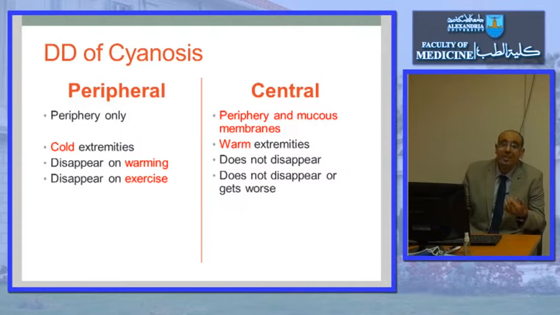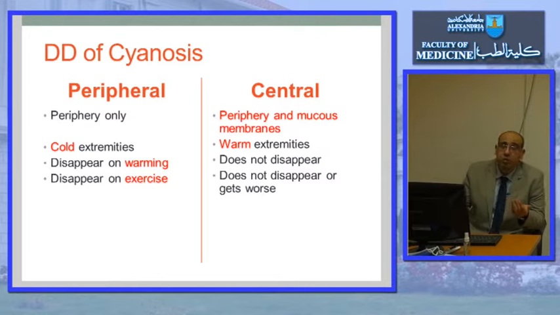Peripheral cyanosis will decrease or disappear by warming and exercise. Why? Because we are increasing the blood flow. When the patient gets warm, we increase the blood flow, so we move the deoxygenated blood back again to the heart. Exercise is the same, we increase the peripheral circulation.